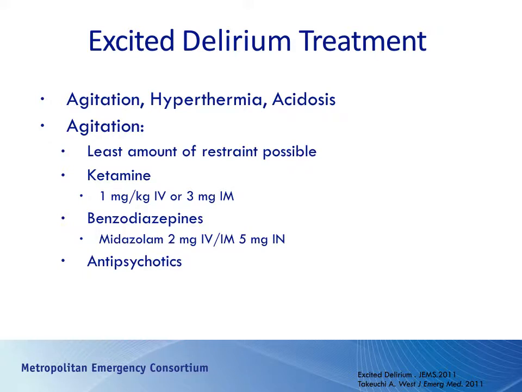If possible, or if needed, we'll use restraint, but often restraint helps precipitate cardiac arrest, so we prefer to use chemicals to get these patients cooled off quickly. And at the hospital, we tend to add antipsychotics. But when we look at the history of ketamine for use in EMS, one of the first indications for ketamine use by EMS was patients with excited delirium.